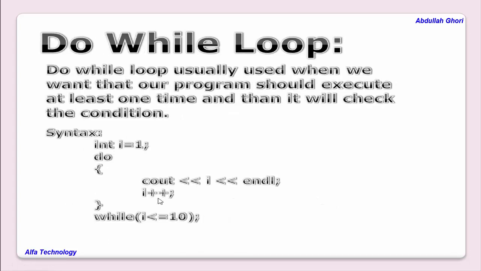So let's talk about the do while loop. The do while loop is usually used when we want our program to execute at least one time and then check the condition. So the syntax of the do while loop looks like: int i = 1; and we say do, that means execute this block. So we are saying cout << i and increase the value of i by 1, and after that we check our condition. So in the do while loop, first we execute the block of statements, and then we check our condition. So that's the theory of the loops in C++.